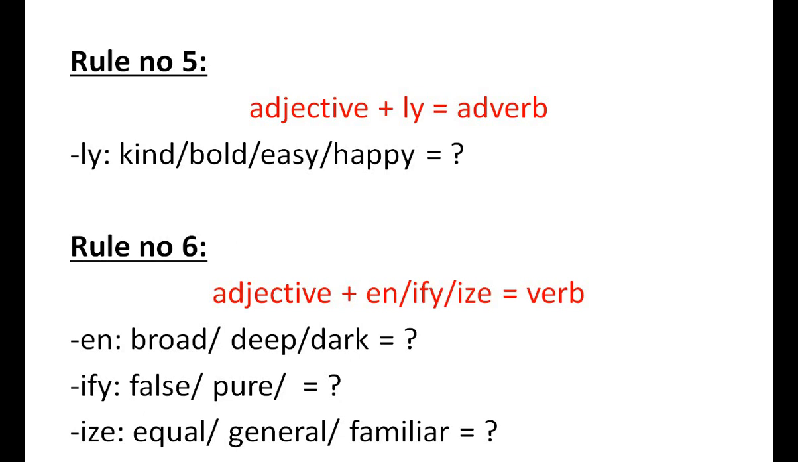So rule number 6: adjective plus en, ify, ize is equal to verb. An adjective can also become a verb if we add these suffixes. For example, broad. Broad means wide. Deep and dark. If you add en: broaden, deepen, darken, these are verbs. Ify: false, falsify, pure, purify. These are adjectives, but they can become verbs as well. Ize: equal, equalize, general, generalize, familiar, familiarize. So they become verbs.